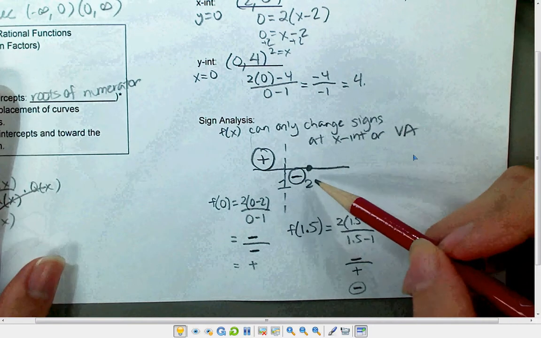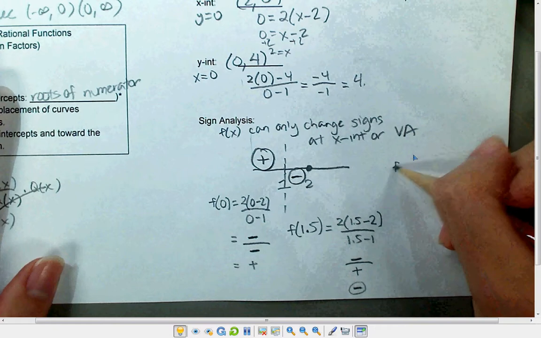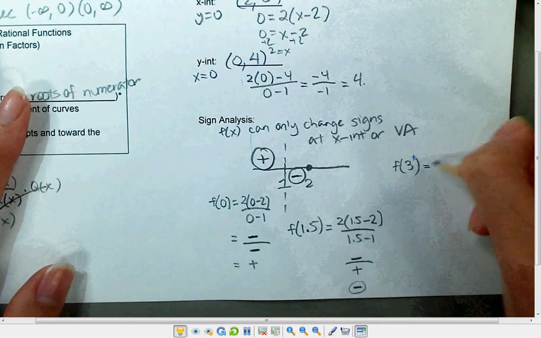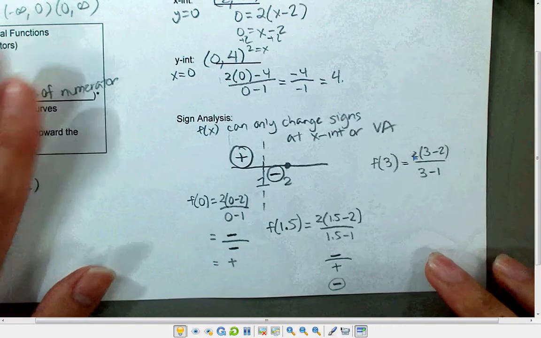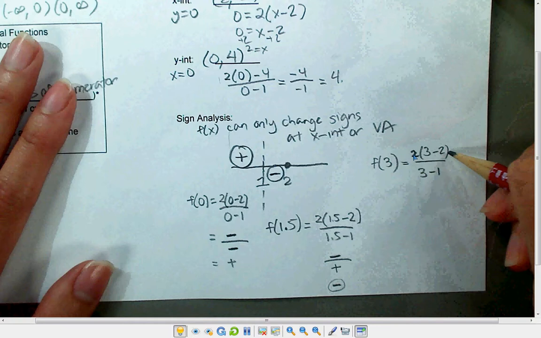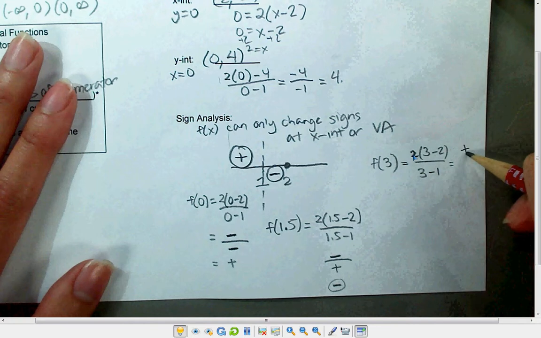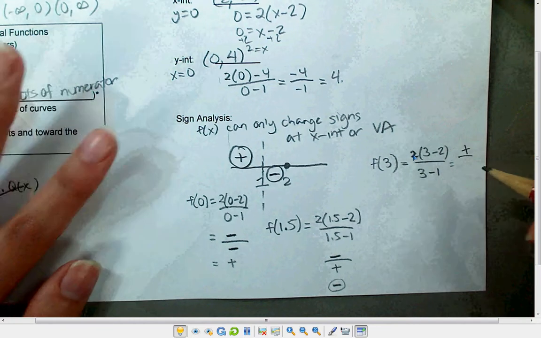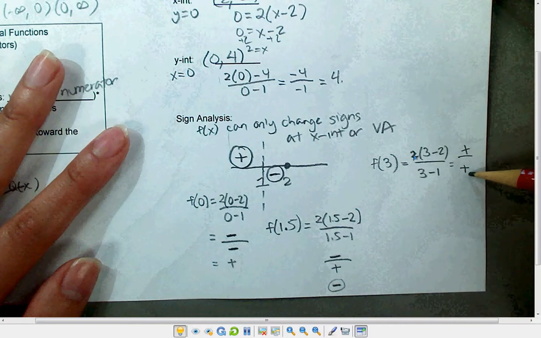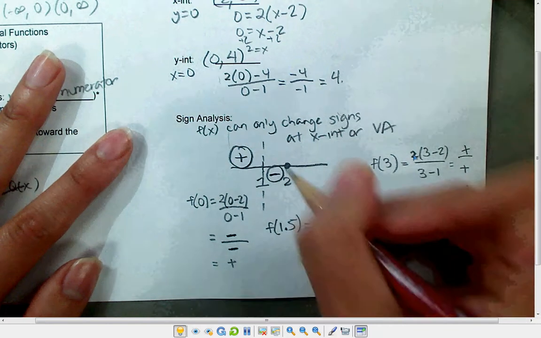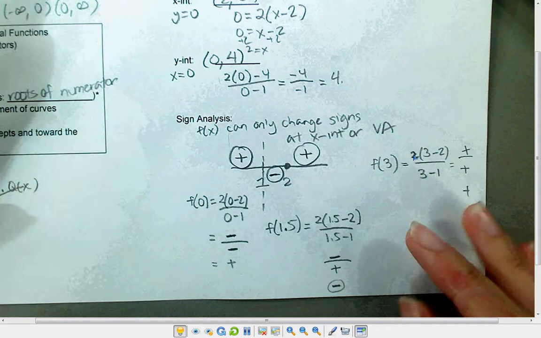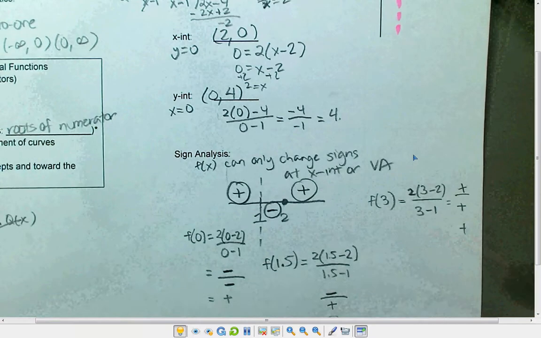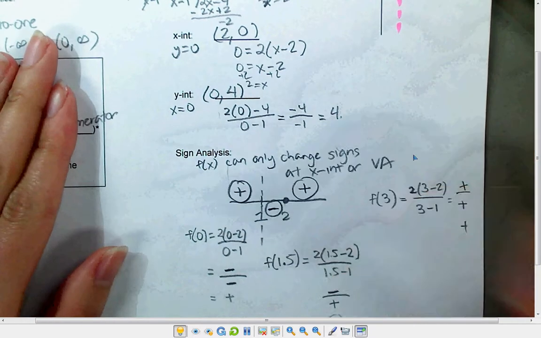Last thing I'm going to do is plug in a number on this side of the 2. So some number bigger than 2, let's say 3. So we plug in 3 for all my x's. 3 minus 2 is going to be 1, so I know it's going to be positive. Right? 3 minus 1 is going to be also positive, because it's going to be positive 2. Positive divided by positive is just positive, so on this side it's going to be positive. Okay, so this is my sign analysis. This is going to help me draw my picture because now I know where my lines should be. Should they be above or below the x-axis?